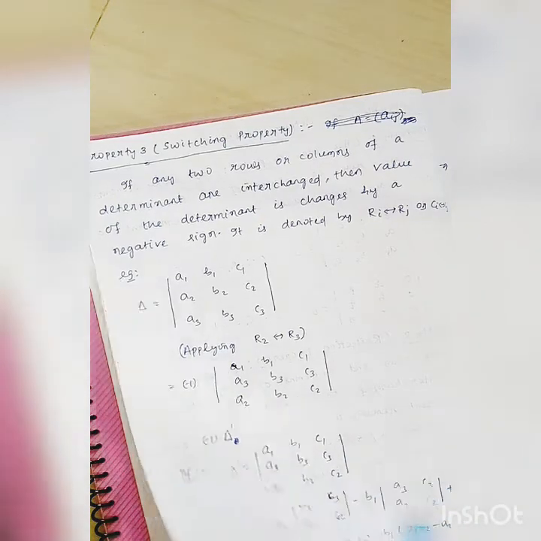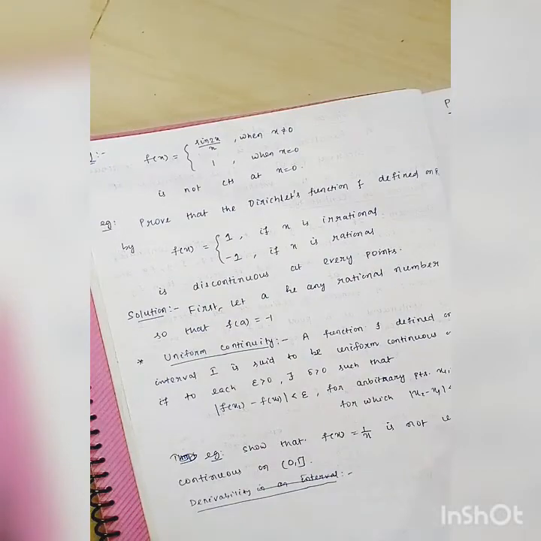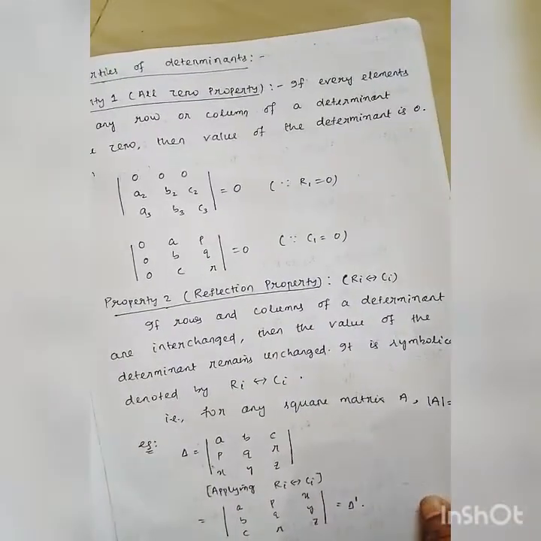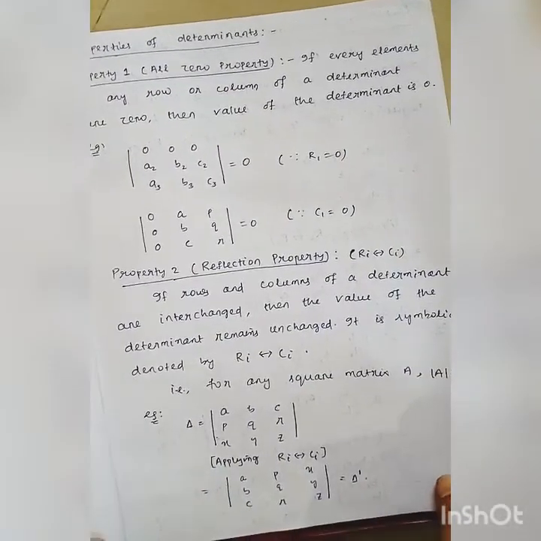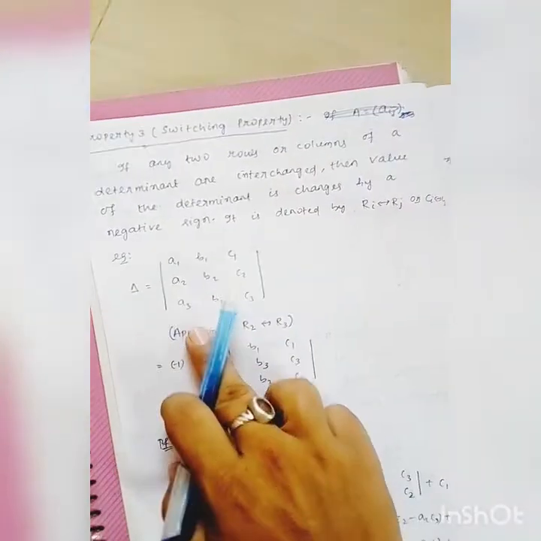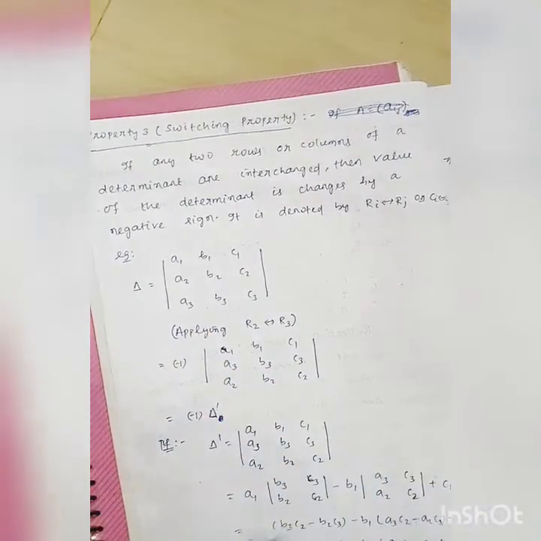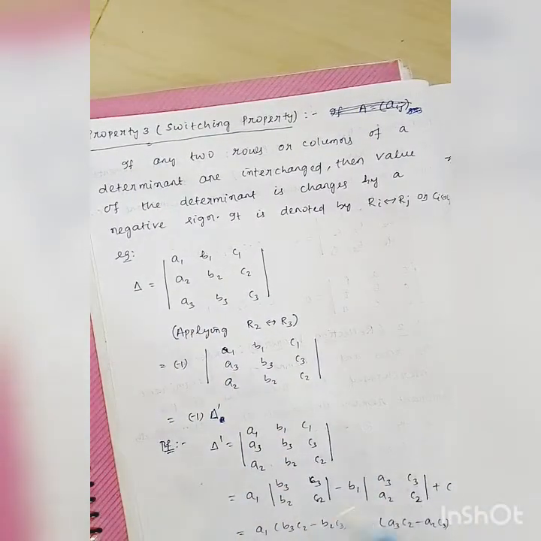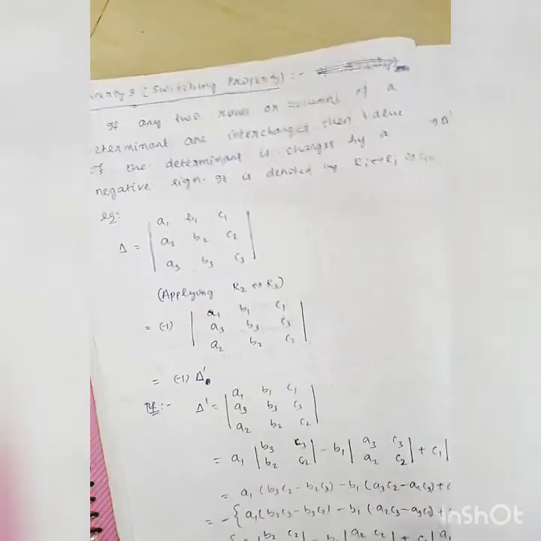But in the case of reflection property, if we interchange rows into columns or columns into rows, then the value of the determinant remains unaltered. But here, if we interchange any two adjacent rows or any two adjacent columns, then the value of the determinant is multiplied by a negative sign.